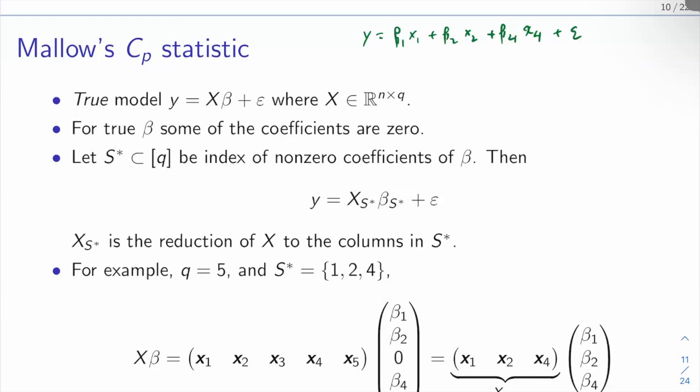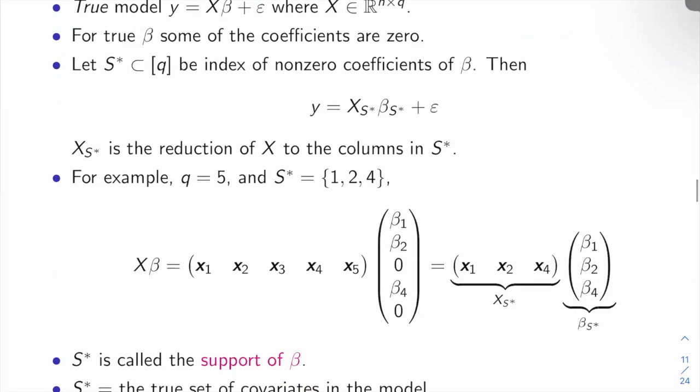This subset is sometimes referred to as the support of the coefficients. The true support is 1, 2, 4. Support is the location of the non-zero coefficients. So according to this notation or formulation, if I write the true model, it would be X_S* beta_S*.